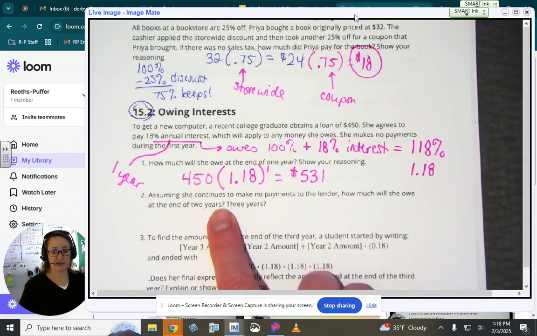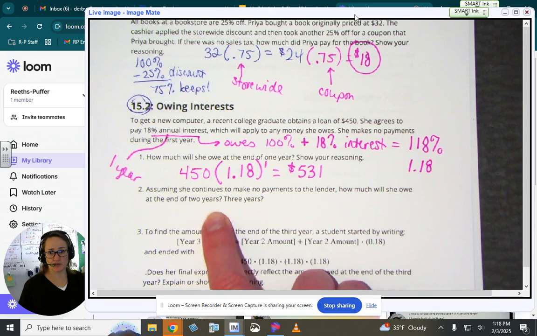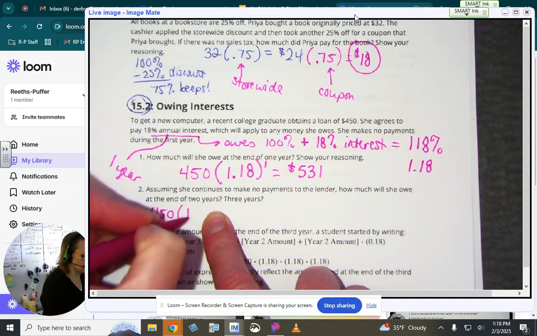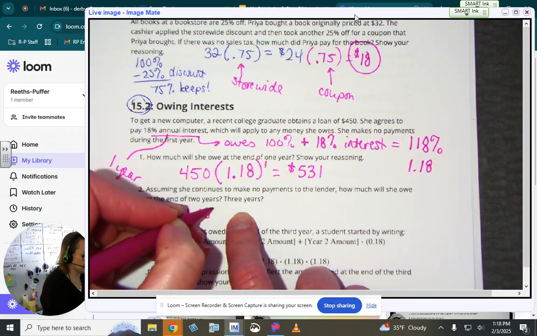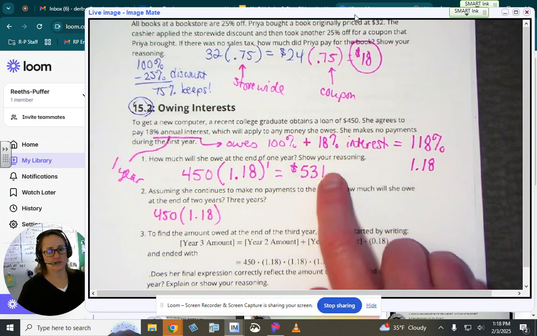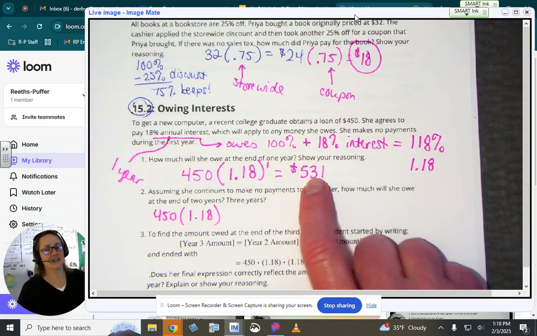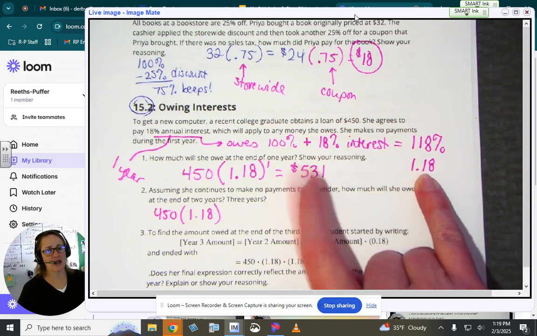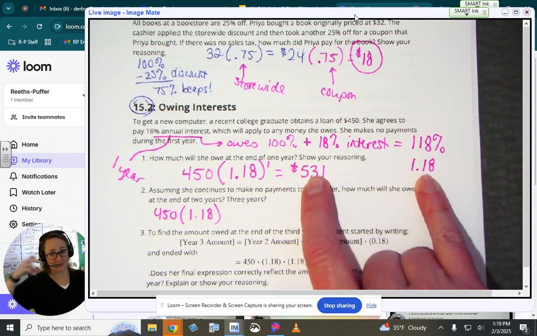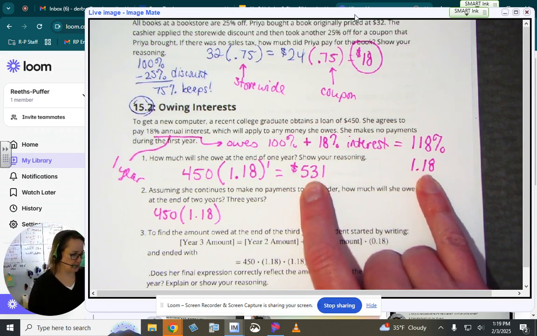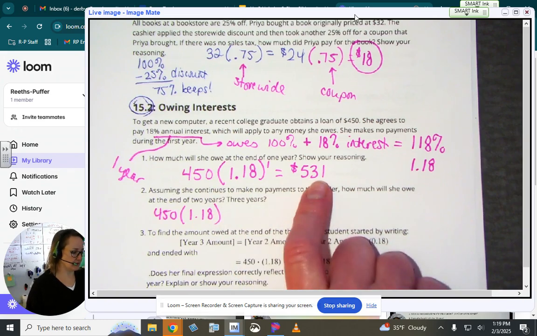Assume she continues to make no payments to the lender. How much will she owe at the end of 2 years? Or how about 3 years? Well, that same $450 with 1.18, 18% interest on top of what she owes. She's not making any payments on this. Now the next year, it's taking that same 18% and adding it to a bigger number. So the loan is going to grow even more than just this $81.